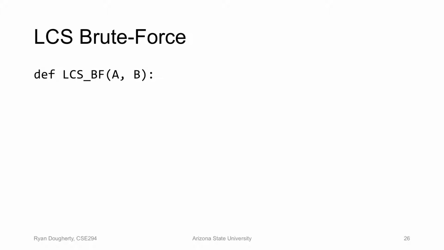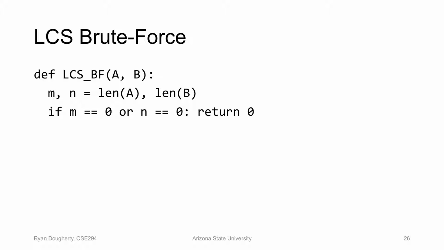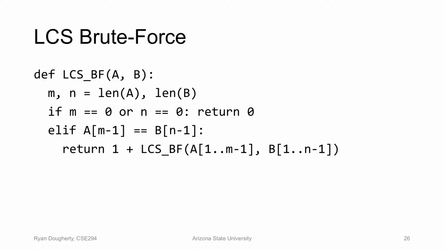So implemented here, I have LCS BF, so brute force. I'm just going to extract the lengths because I'm going to be using these. So M is the length of A and N is the length of B. If either of them are 0, then I return 0, as we said before. Otherwise, if the last characters are the same, then I can return 1. So that's one character I will include, and then just recursively call on the rest of it.